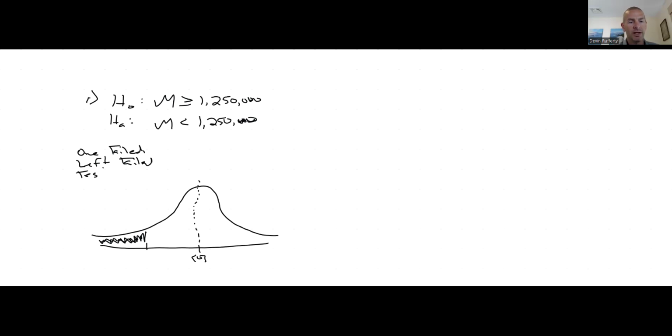Which also tells me that I have a negative critical value. Okay. So I have a one-tailed, left-tailed test. Step two, level of significance. The level of significance was 0.05. We could just move right on from there.